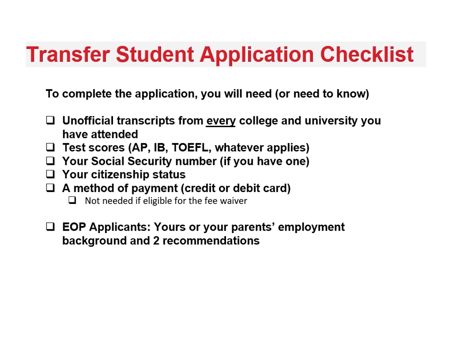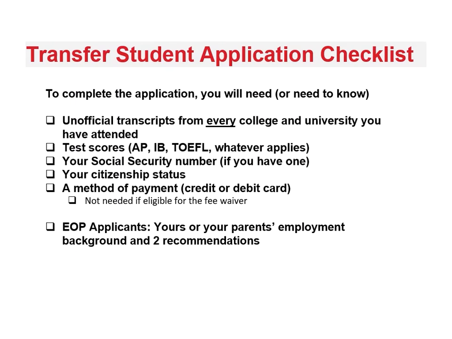So for the transfer application checklist and what you need, you will need your unofficial transcripts from every college and university you have attended. So even if you took a course while you were in high school, or if you started off at one campus and let's say didn't finish there, you will still need all of those unofficial transcripts. You will need any test scores that apply to you. You will need your social security number if you have one.